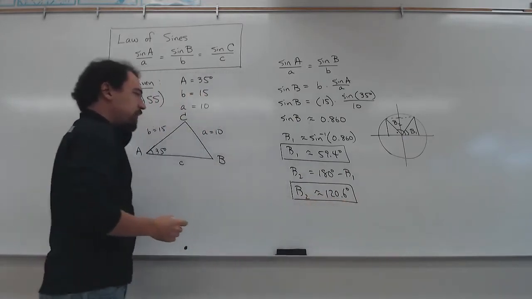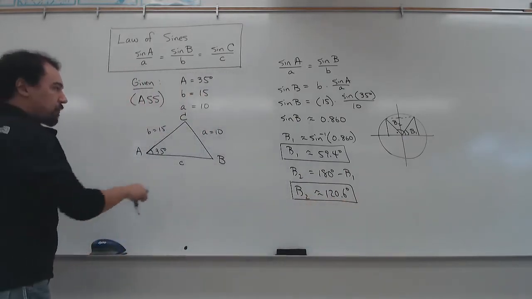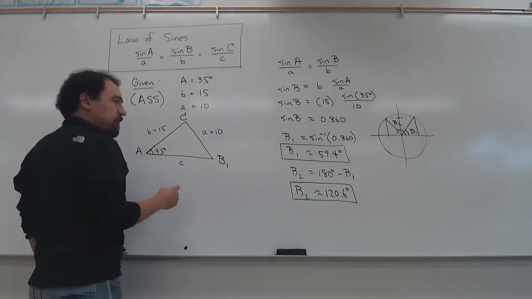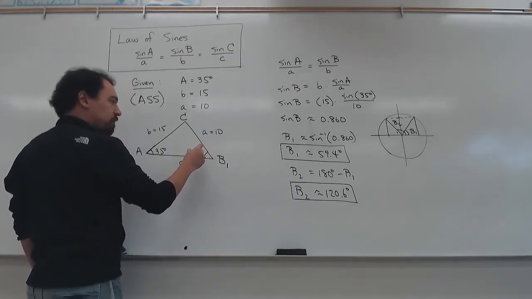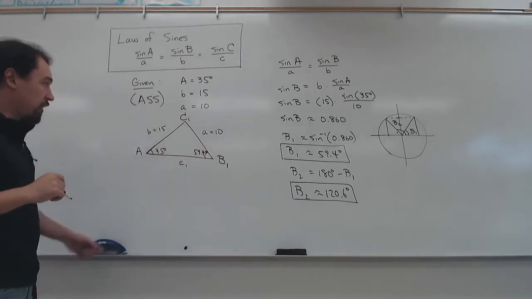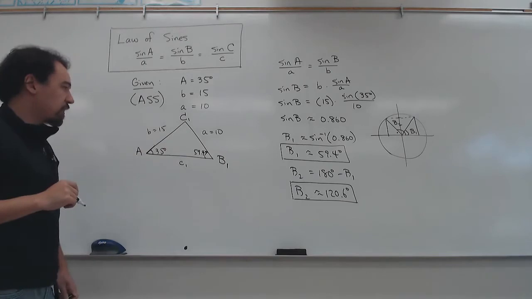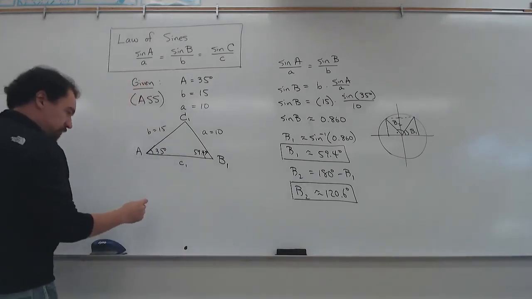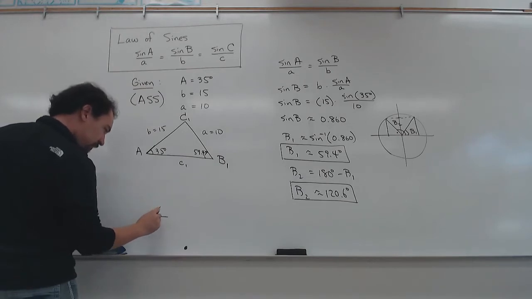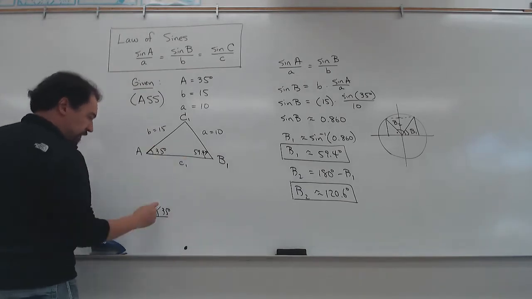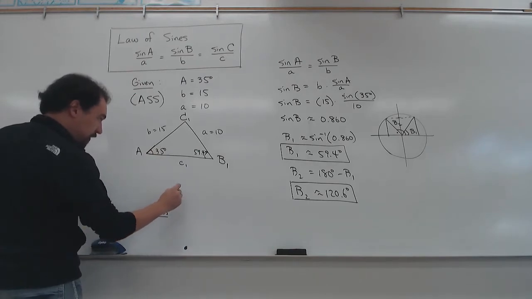Now, let's put that in the context of this picture. The way I've drawn it, evidently I've achieved an acute angle. This is B1, this is 59.4 degrees, and we'll label C1 and c1 accordingly in this case. But how can I get the other one? Well, if I start by drawing angle A, like I did before, 35 degrees for angle A, and I say opposite of angle B, the side length b will be 15.